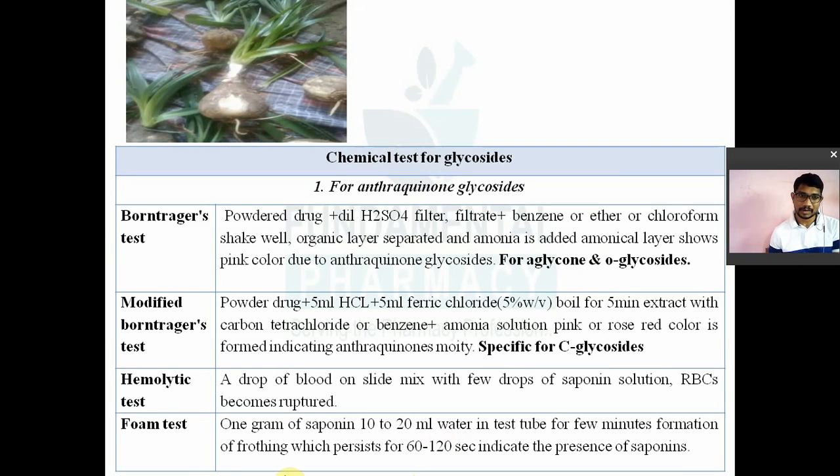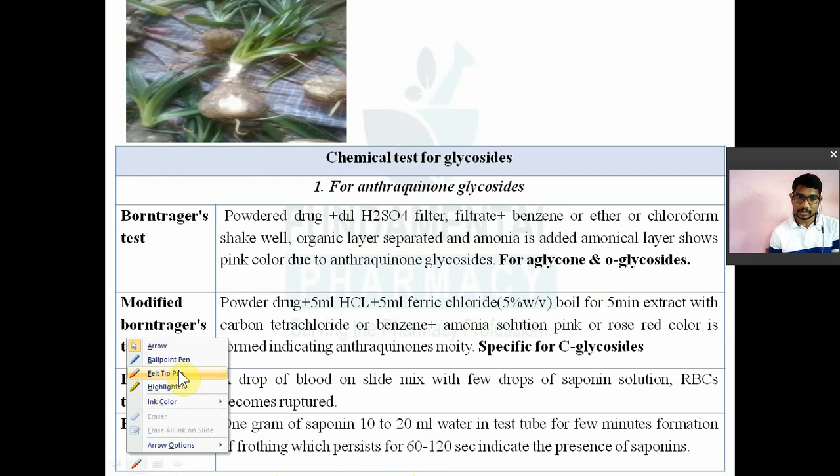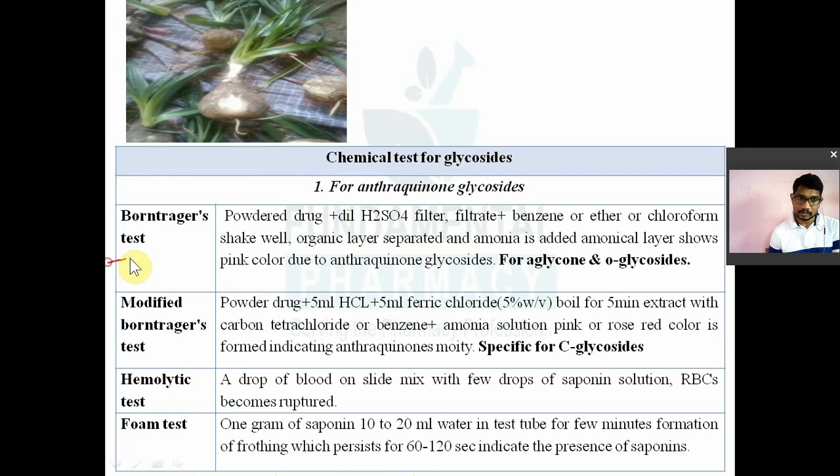Now chemical tests for glycosides. Again we will try to revise it. For anthraquinone glycosides you have the Borntrager test, and it is particular for the O type of glycoside.